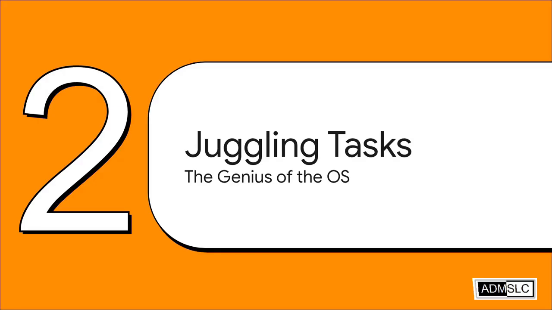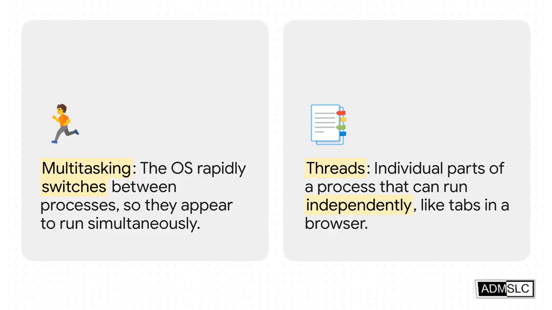Okay, so you've seen it. There are dozens, maybe hundreds of these processes all running at the same time. How on earth does your computer handle all that without just completely freezing up? Well, that is the pure genius of the operating system. So how does it do it? Let's use an analogy. Imagine your operating system is a master chef in a busy kitchen. Multitasking is like the chef switching between chopping vegetables, stirring a pot, and checking the oven, all so quickly that it feels like all the dishes are cooking at the exact same time.